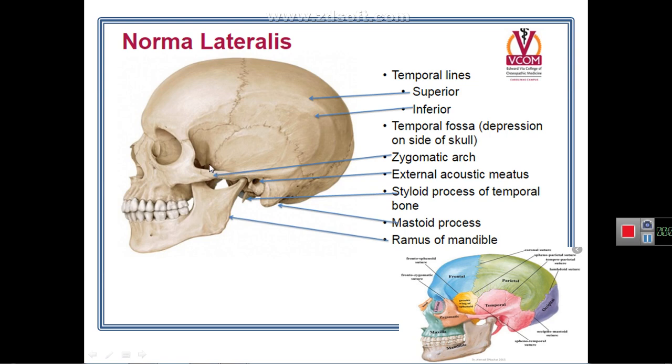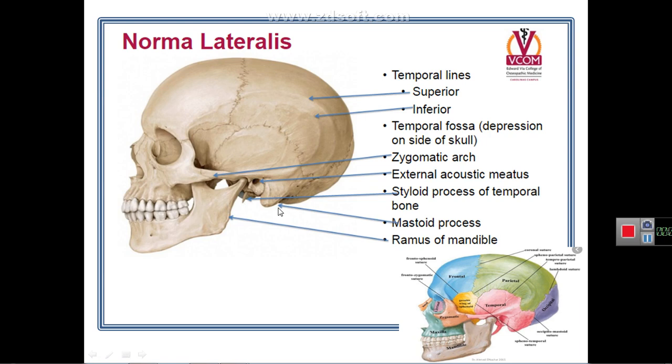Deep to it is a space that connects the temporal fossa with the cavity below that is called the infratemporal fossa. This cavity of infratemporal fossa is behind or deep to the ramus of the mandible. So the cavity deep to the zygomatic arch connects the temporal fossa that we had just described with the fossa below, called the infratemporal fossa, that is deep to the ramus of the mandible.